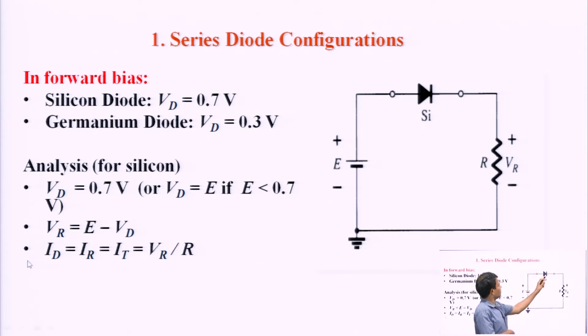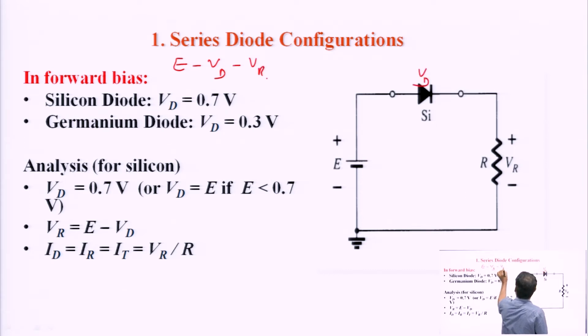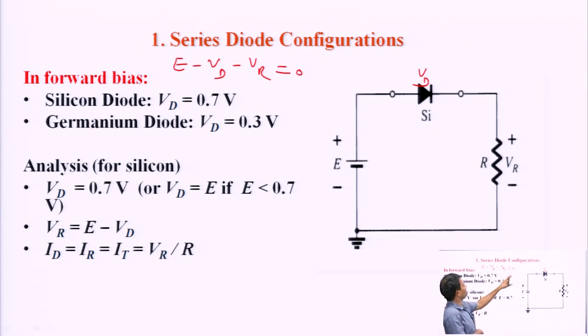We assume the diode ideal. The KVL equation is: E minus Vd minus VR equal to 0, where Vd is the voltage across the diode and VR is the voltage across the resistance. If we assume the voltage across the diode is 0, that is ideal, then VR is equal to E. Suppose E is 10 volt, then VR is equal to 10 volt.